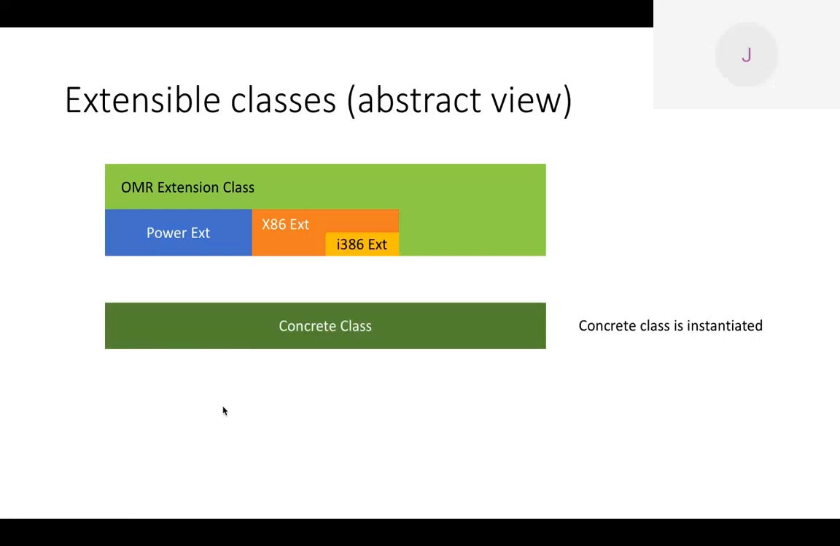So once you've got these extension classes, what you then do is you have to create a concrete class that will represent that kind of an extension. And the way that concrete class works is that it can extend each of these different architecture extensions that we have created.